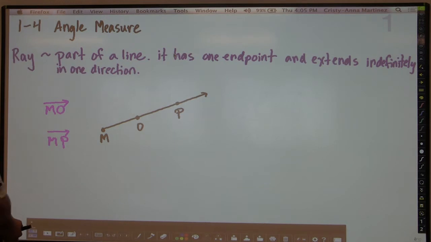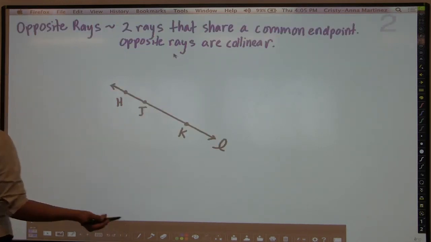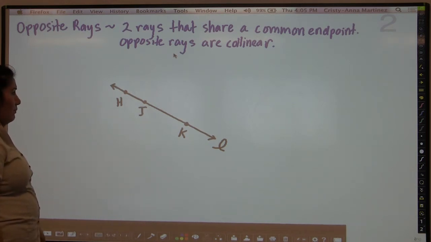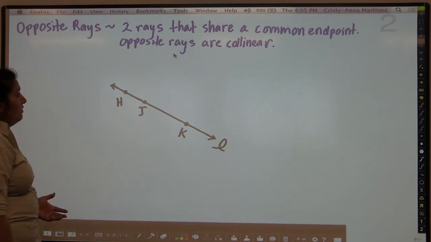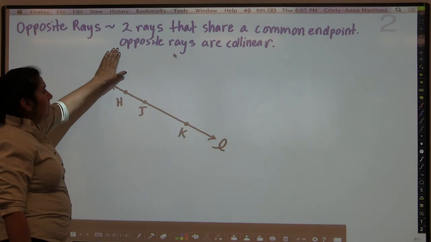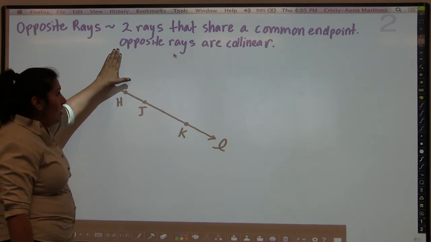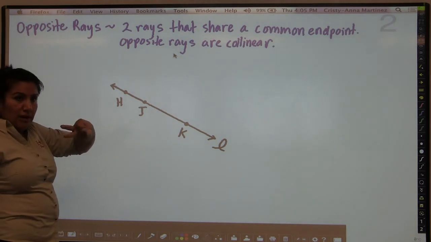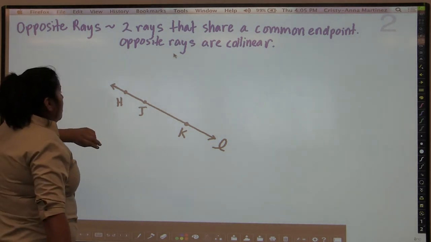Then the next thing is opposite rays, which would be over here. There's two things that I want to say about opposite rays. First, opposite rays share a common endpoint, and opposite rays are collinear. Now, sometimes people think that just because two rays are collinear, they are opposite rays. There has to be two parts to that definition.